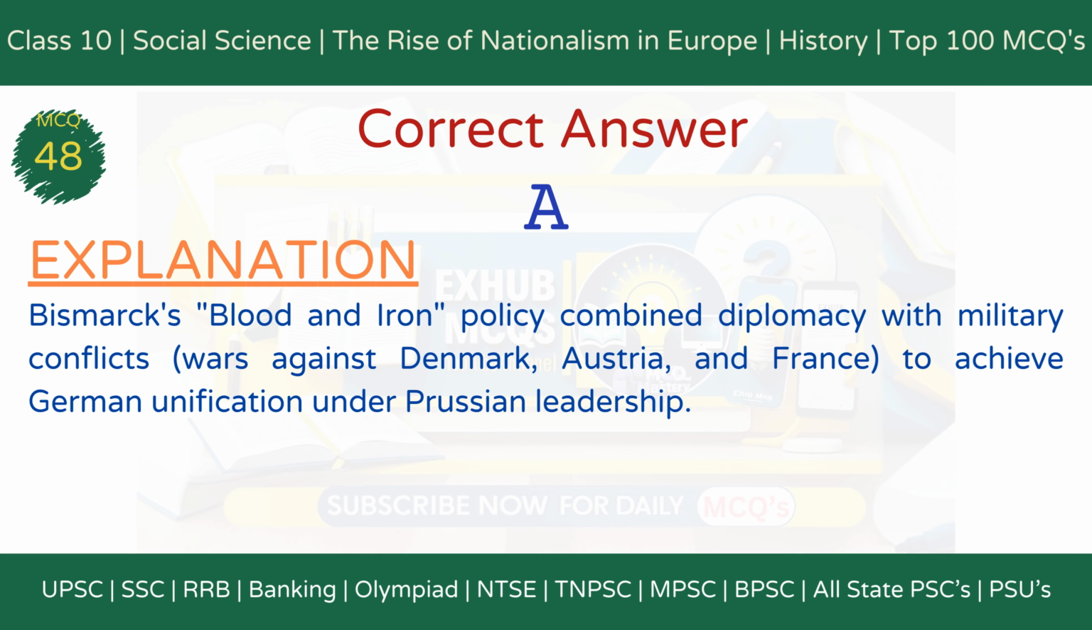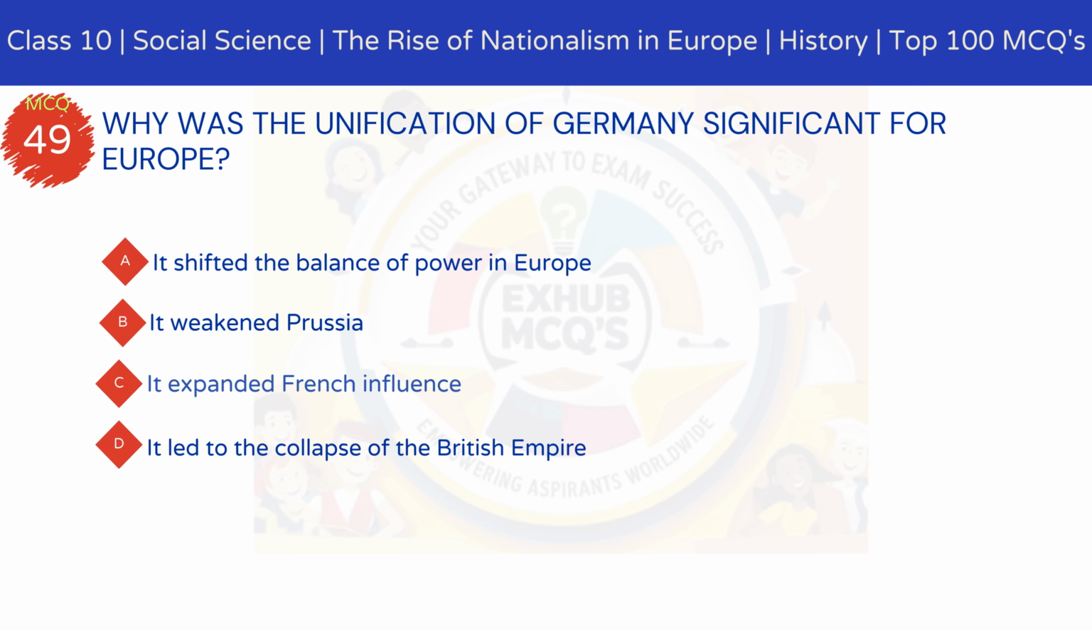The correct answer is option A, diplomacy and military force. Explanation: Bismarck's blood and iron policy combined diplomacy with military conflicts, wars against Denmark, Austria, and France, to achieve German unification under Prussian leadership.